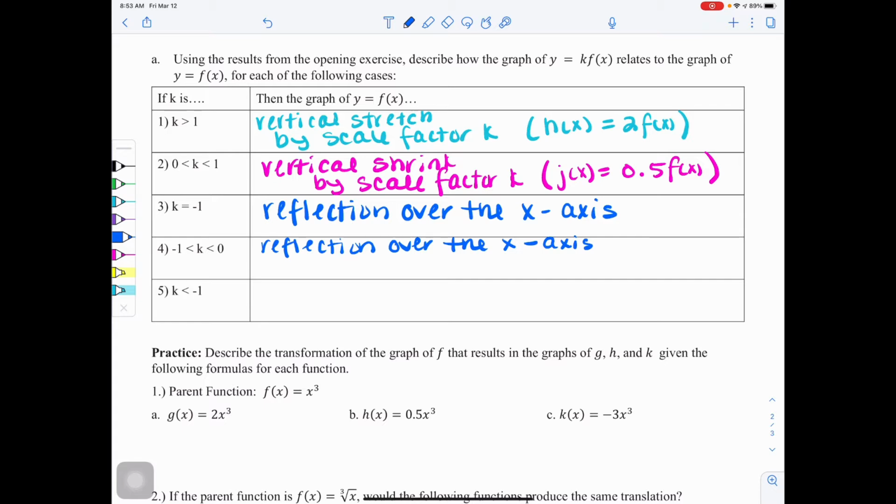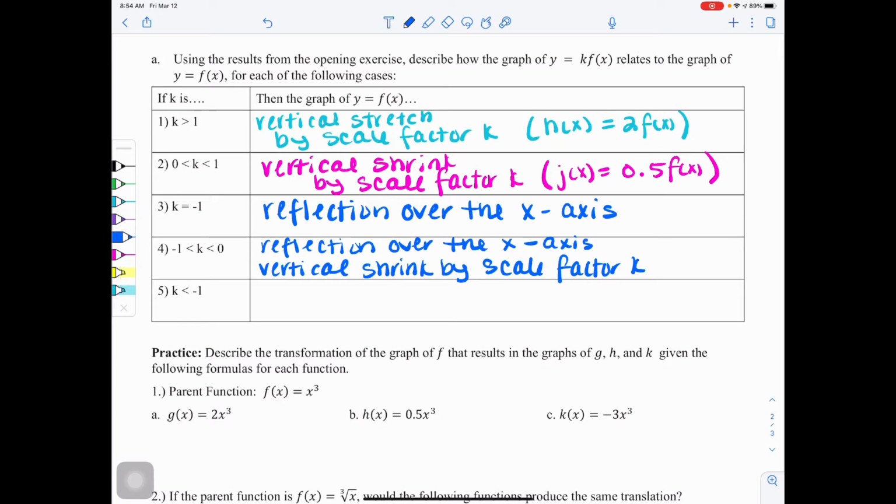But because it's between 0 and -1, it's also a vertical shrink. So vertical shrink by scale factor. Okay, so that's both of them together.